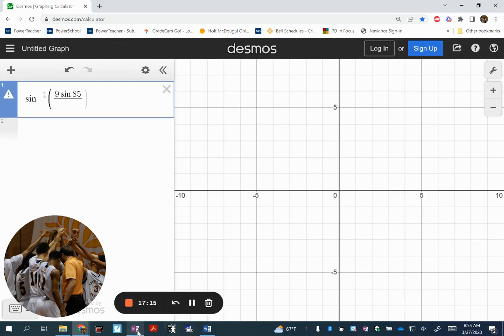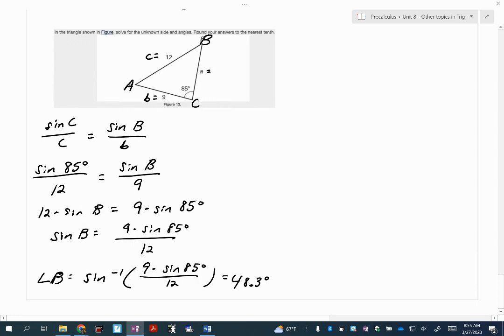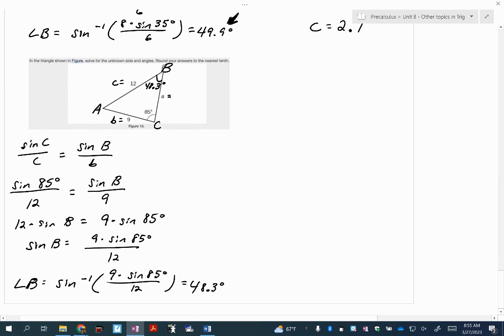Make sure I got that right. Over 12. And we get 48.3. And I look at my sketch, right? This is 48.3 degrees. And I look at my sketch, and my sketch for angle B here is not obtuse, right? It's not greater than 90, so I'm okay with 48.3 degrees there. So now I can use that to find my missing angle A.